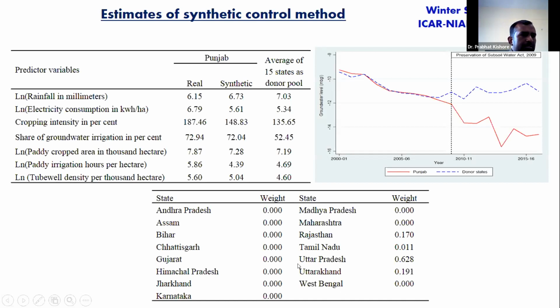But we have included 16 states, including Haryana. In case you remove any one of the states, then again the weights will change. So based on the algorithm and optimization, it has created the weights, and based on these weights it has generated the synthetic Punjab. With that one, we need to compare how effective our policy is.